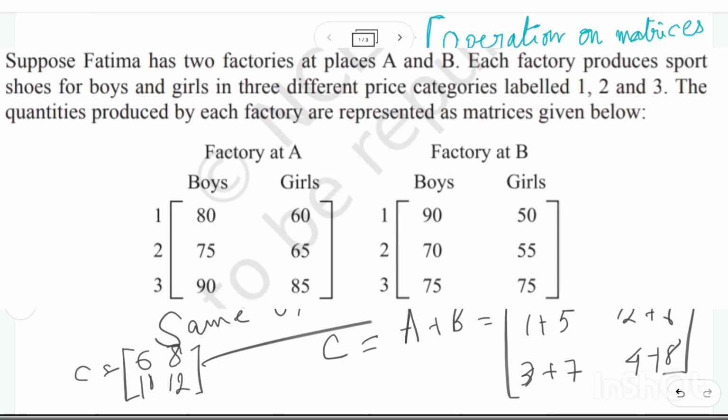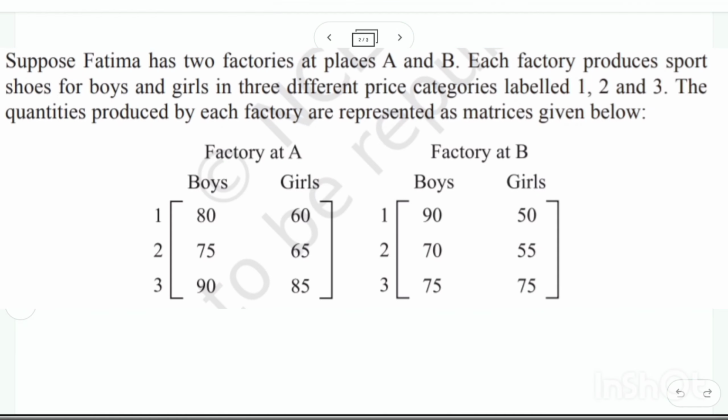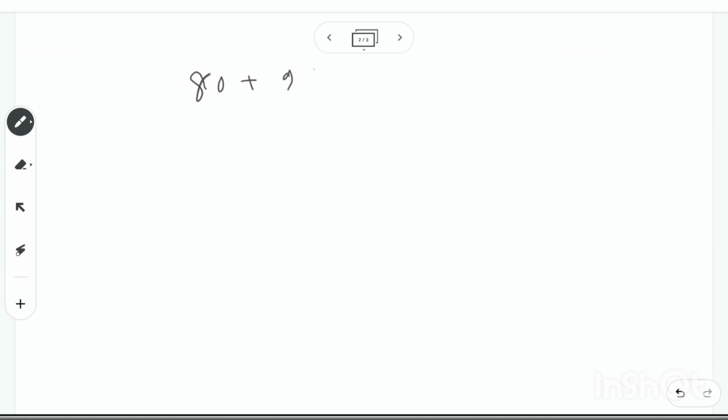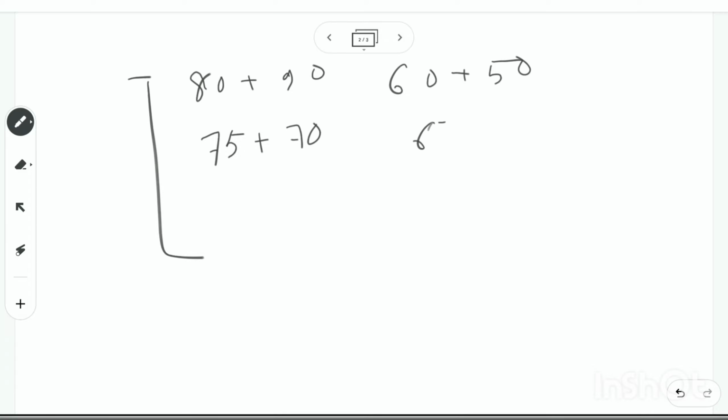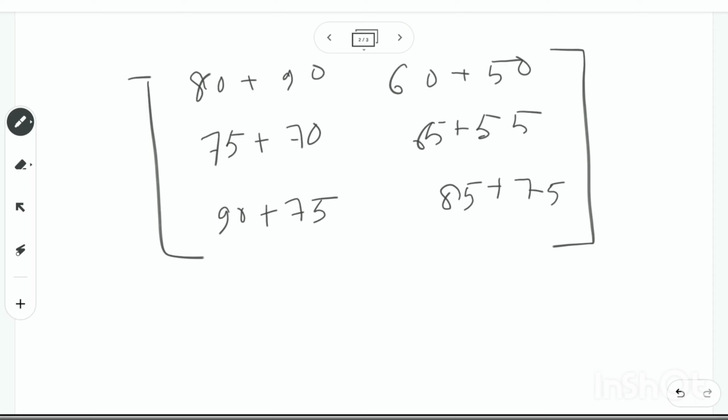Now the total production in category 1 for boys is 80 plus 90, and for girls it is 60 plus 50. In category 2, for boys 75 plus 70, and for girls 65 plus 55. In category 3, for boys 90 plus 75, and for girls 85 plus 75. So this is the matrix, the sum of the two matrices for boys and girls.